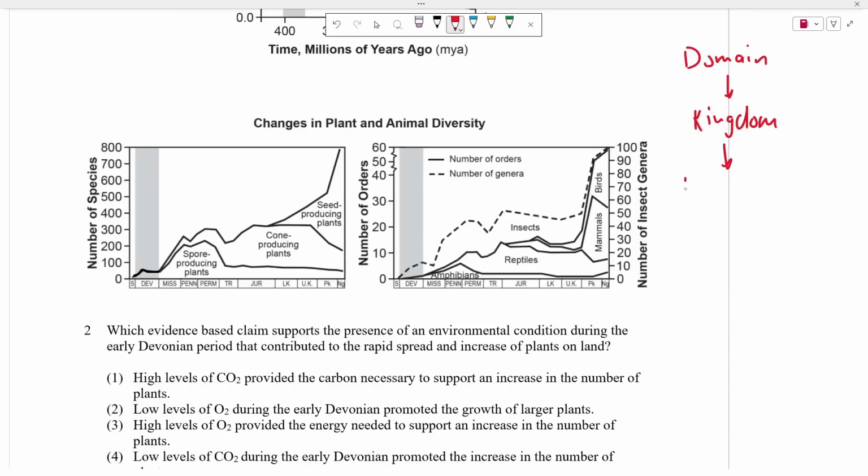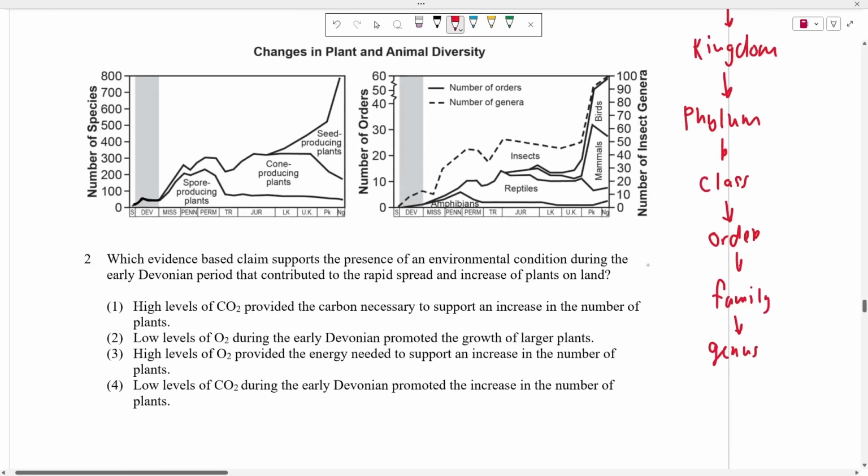Then it goes into your phylum, right? Are you an arthropod? Are you an insect, right? Then you go into class, then order, then family, then genus, and finally, the most specific level of organization is species, right?